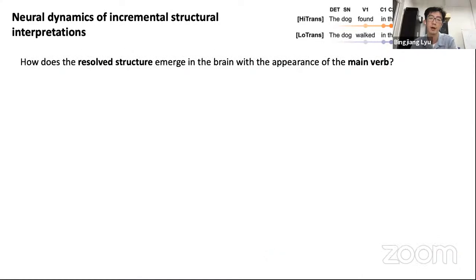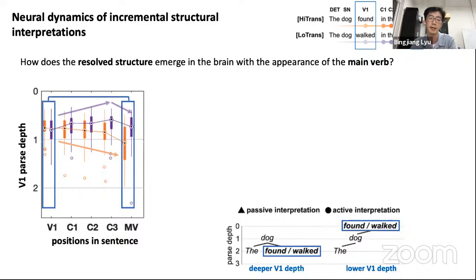Well, in this experiment, the potential ambiguity between a passive and an active interpretation is a matter of whether the first verb is considered as a passive verb or the main verb. So we want to know how this potential ambiguity is resolved in the brain with the appearance of the actual main verb.